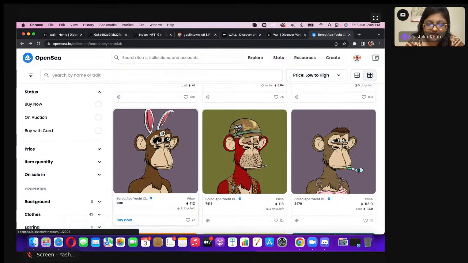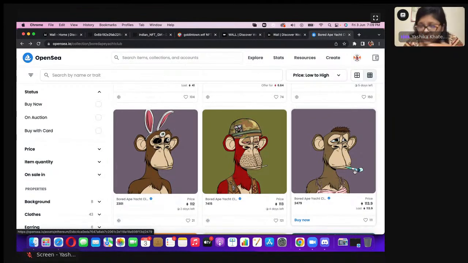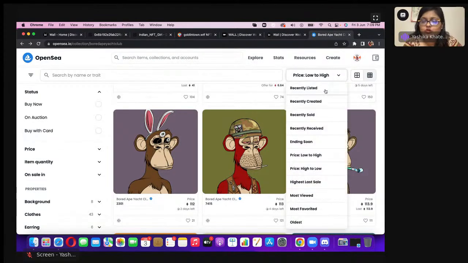Like here you see, its eyes are popping out. Here the eyes are red. Here the eyes are crying. Here he has a cigar to smoke. Here he's having bunny ears. Here the hat is different. So depending on the traits, depending on how rare that particular NFT is, the price is going to be separate. So either I can go from low to high.